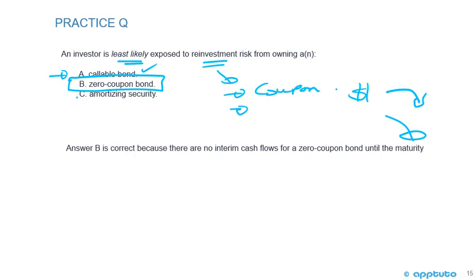Amortizing security, sometimes I'm not even sure what they mean by that term. They like to do that on the CFA exam sometimes, give you some new terms, and sometimes you think you don't know what you don't know. Maybe you've missed something. Honestly, C is wrong. Anyhow, sometimes you just have to know that you're most right with B. Don't doubt yourself. Go with what you know. Okay? So B is correct because there's no interim cash flows for a zero coupon bond until maturity.